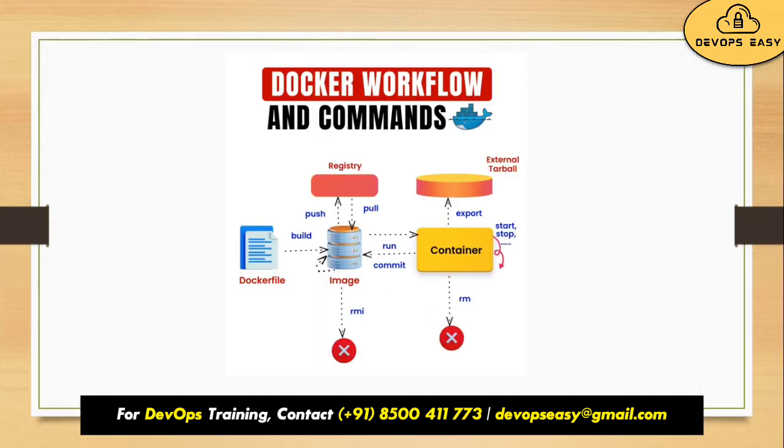Okay, this is the workflow, right? Using a Dockerfile, we will create an image. Using this image, we will create a container. To create an image, what is the command? docker build. To run the container, what is the command? docker run. From a container, if you want to create an image, yesterday we have done, right? docker commit, you give the container ID, it will create an image. What is the use of this image? You can push this image to your registry. Okay, this is the workflow.